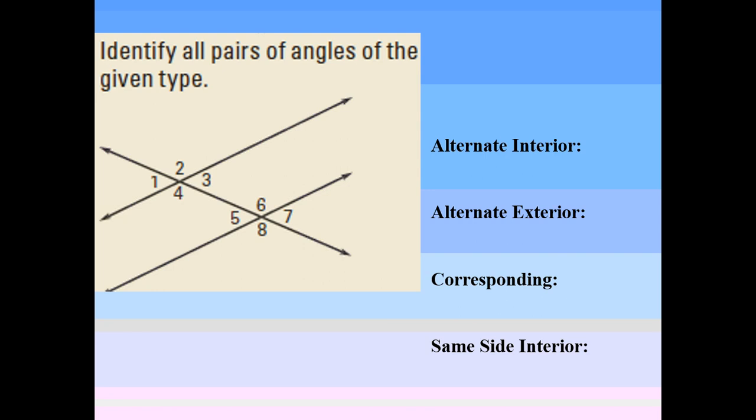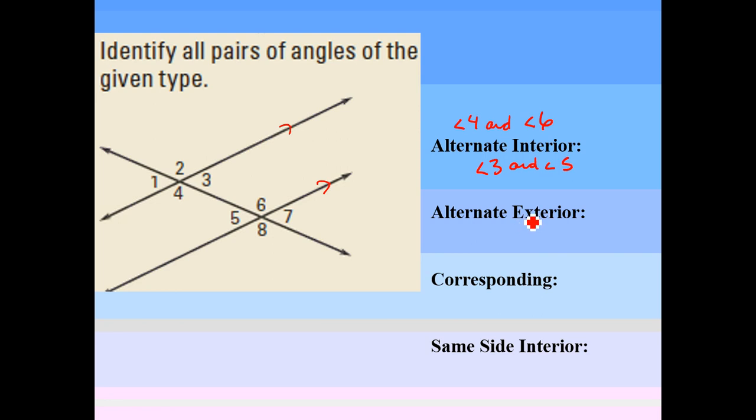All right, if I wanted to identify the alternate interior angles. So interior means they're going to be on the inside of the two lines. So here's our two lines. Inside we have 4, 3, 5, and 6. So alternate means they're going to be on opposite sides of the transversal. So angle 4 and angle 6. Then we also have angle 3 and angle 5.